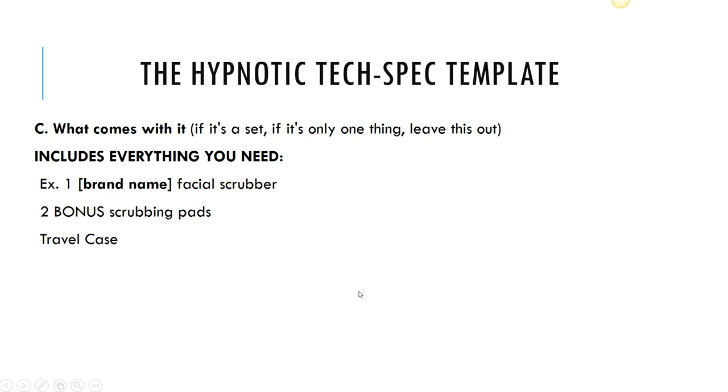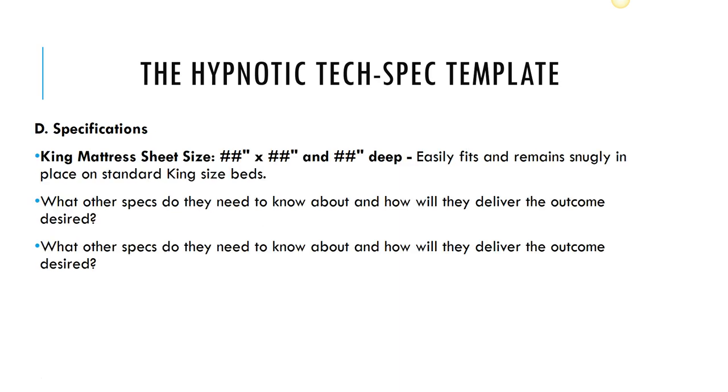Comes with or includes everything you need. Example, and don't just say included. Say includes everything you need. We want to tell them, we're reassuring them this is the one to get. This is what you want, right? So example 1, brand name facial scrubber, 2 bonus scrubbing pads, travel case. And I'll go through this more in just a minute when I actually write one with you. So you can put in specifications. But notice how when we put in specifications, we put in why that matters. Why do they care how deep it is? They care because they want to make sure it fits. So easily fits and remains snugly in place on standard king-size beds. None of us like it when we wake up in the middle of the night and our sheets have flipped off our bed. It's really frustrating.